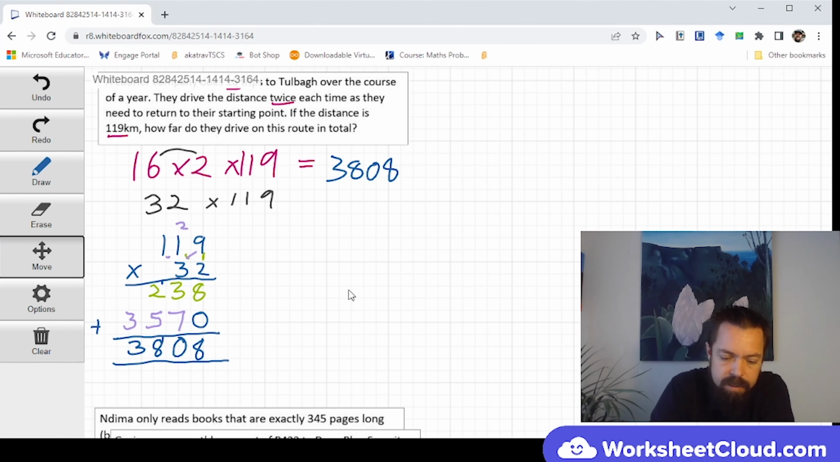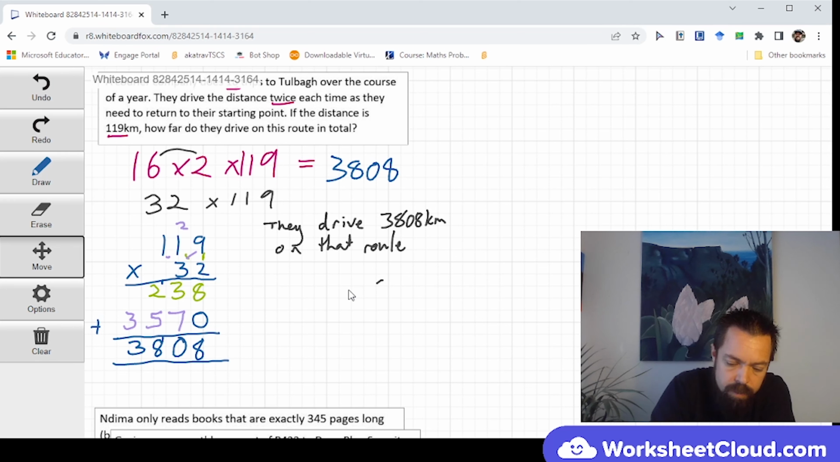I have to write that in a sentence. They drive 3,808 kilometers on that route. Right, and there we go.